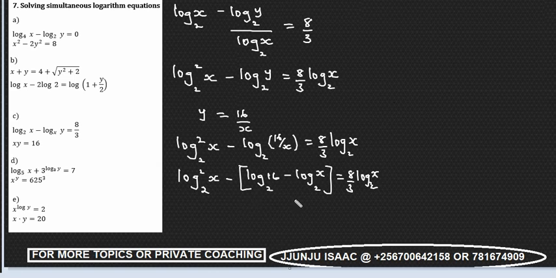So from here I can multiply with 3 throughout such that I get log base 2 squared of x minus 3 log base 2 of 16, and then plus 3, because now this 3 is going to multiply this bracket, so it will be plus 3 because it is minus minus, then log base 2 of x equal to 8 log base 2 of x.